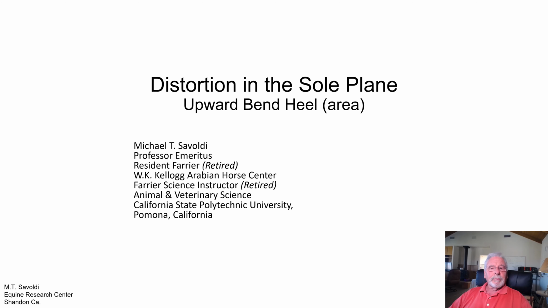Today's discussion, I would like to talk about distortion to the sole plane. Now, this is a subject that we haven't discussed much before. It has to do with the welfare and health of a horse's foot. When the sole plane becomes distorted, that will affect soft tissue and eventually affect the bone inside the foot. So we will focus on an upward bend in the heel area. We can talk about a horizontally planed hoof capsule, and we can talk about a horizontally planed P3 bone. But now I'd like to talk about a horizontally planed sole plane.